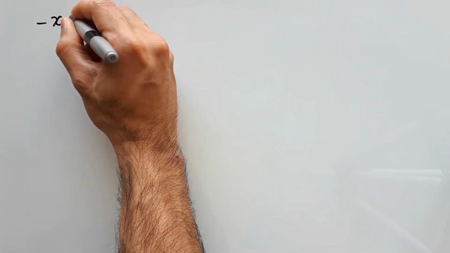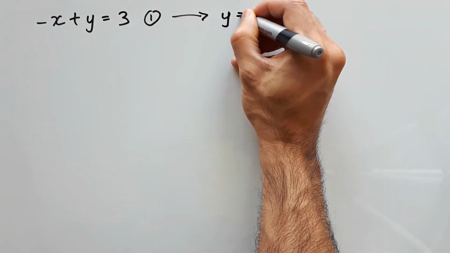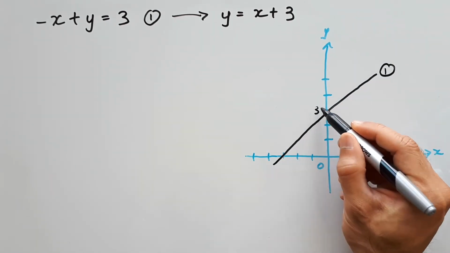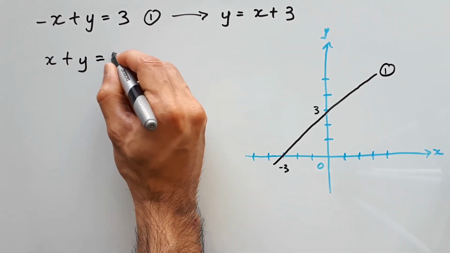Our first line is negative x plus y equals 3. We can call this the first equation, and you can arrange it into the point-slope form as y equals x plus 3. When you draw this out on a graph, we can see the line passes through negative 3 on the x-axis and positive 3 on the y-axis. We're going to be using this line throughout all four scenarios and comparing it to the other line that's interacting with it.